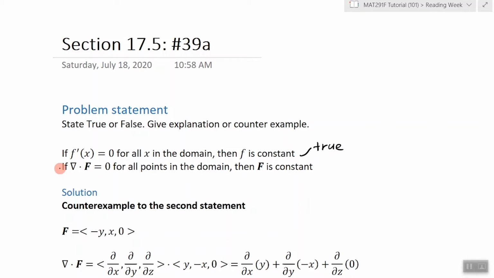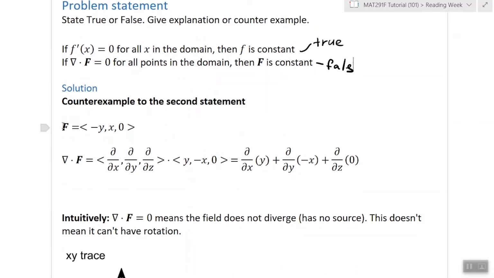So this part is for sure true. In the second part, the question makes an analogy and says if a vector field f has zero divergence at all points in the domain, then this vector field f is a constant vector field. Now I claim that this statement is false. Let me give you a counterexample.